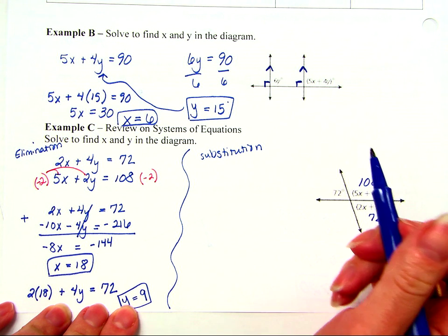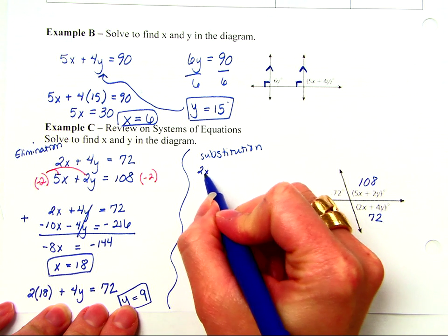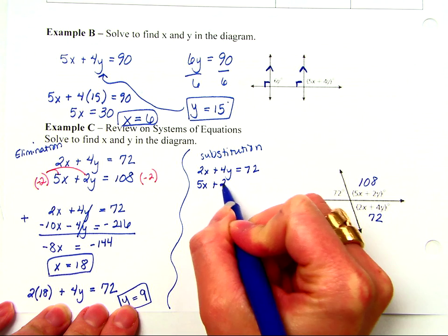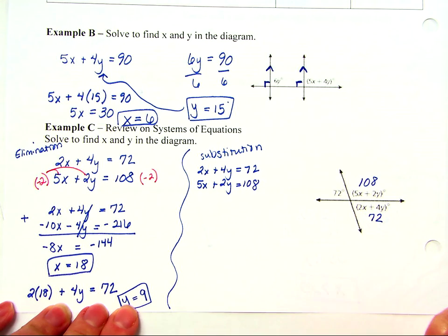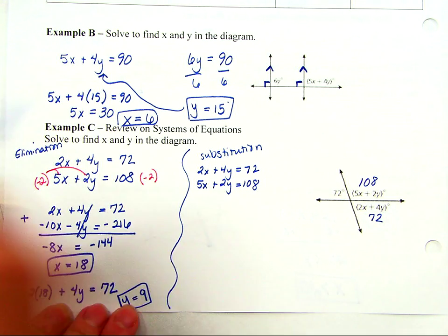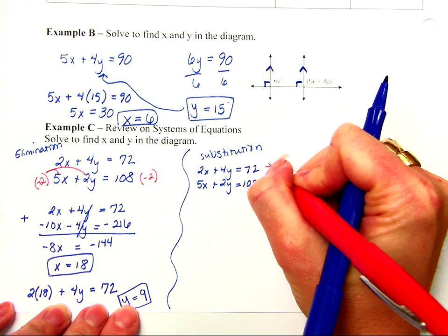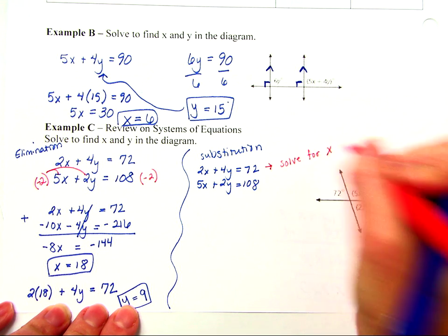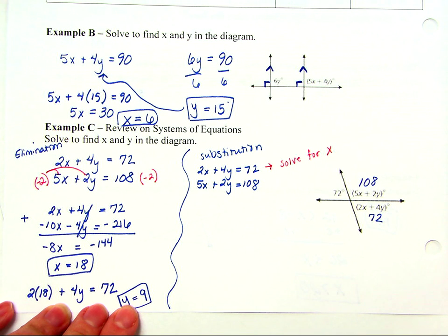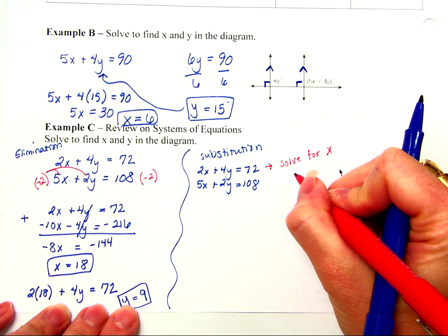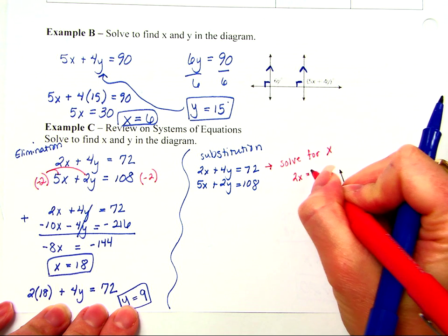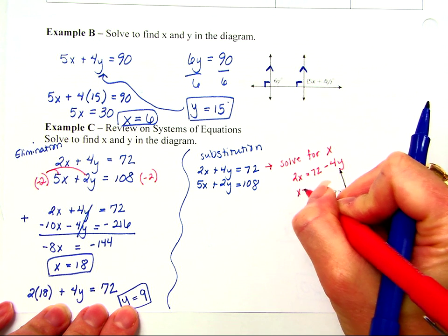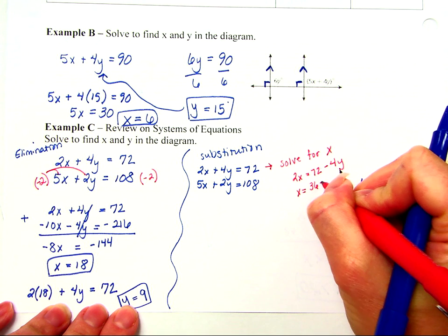And so I still have my two starting equations. I have 2x plus 4y equals 72 and 5x plus 2y equaling 108. But what I'm going to do is take this top equation and solve it for x. So I'm going to get x by itself. And if I did that, I know I would have 2x equals 72 minus 4y, or x equaling 36 minus 2y.